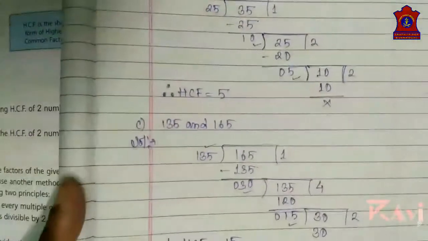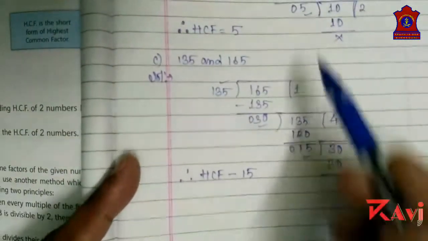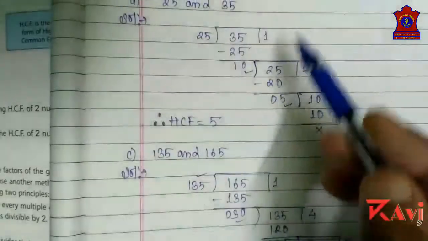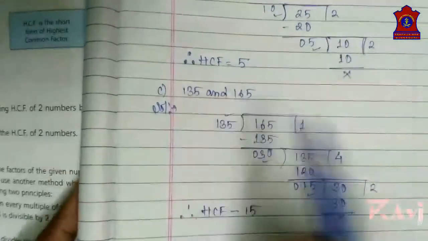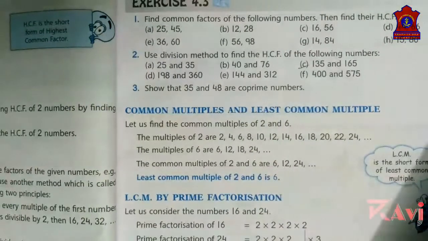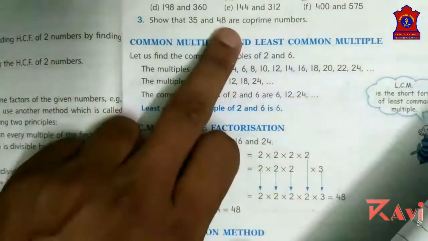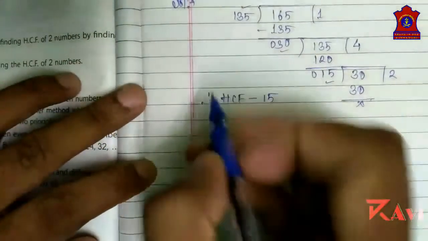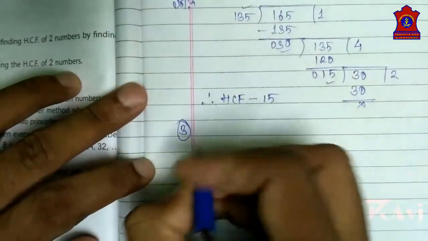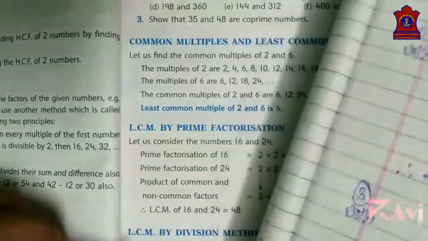See here, we have got HCF as 5 and HCF as 15. So these two numbers are not co-prime. So we are going to find out whether the given numbers, which are 35 and 48, are co-prime or not. Okay, look at question number 3. Show that 35 and 48 are co-prime.